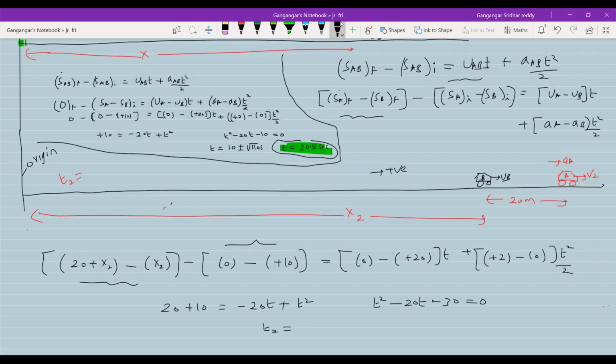Anybody got the value? What we are doing is the second part of the problem. Sir, 10 plus or minus root 130. 10 plus or minus root 120, yeah? 130, sir, 130. I think 10 plus 21.4. 21.4.